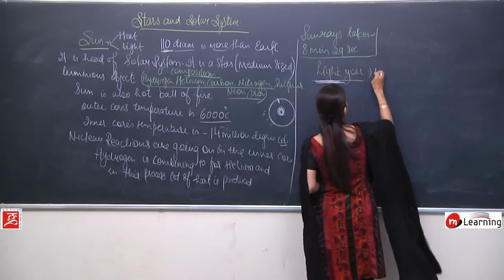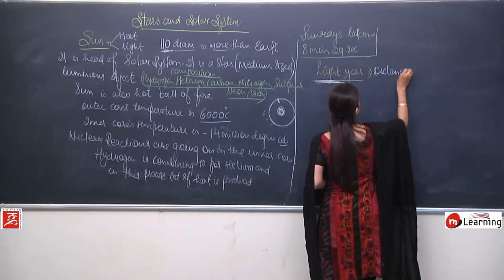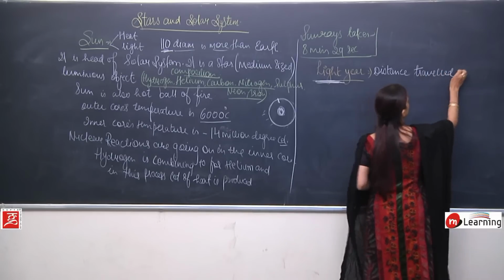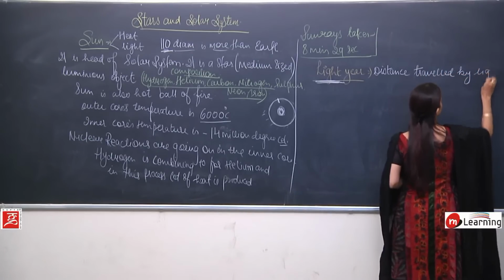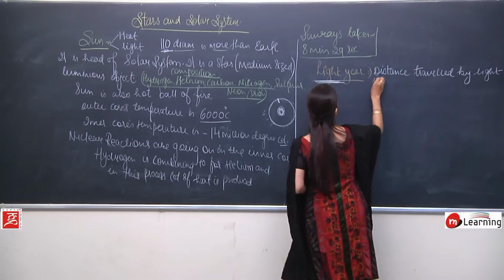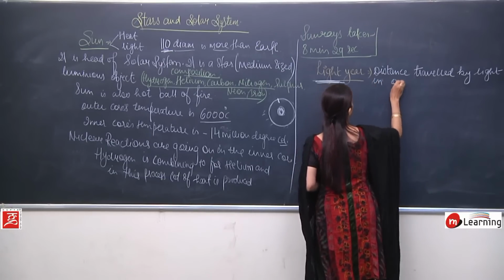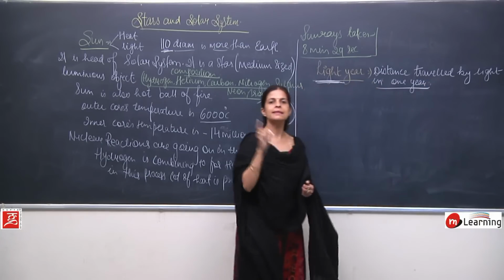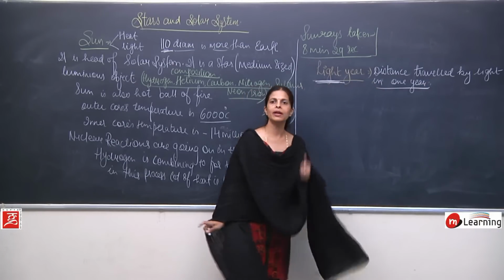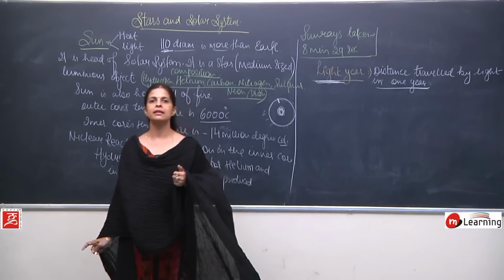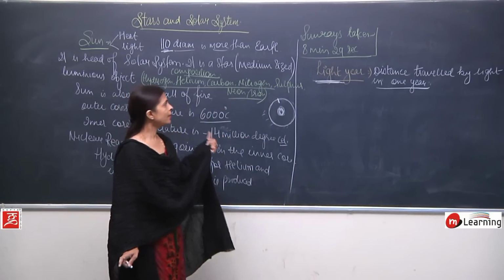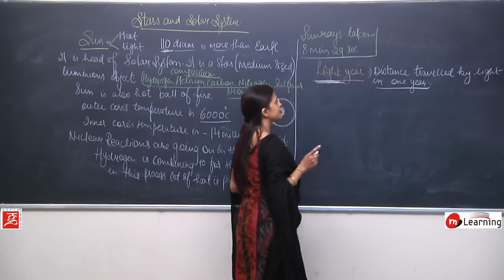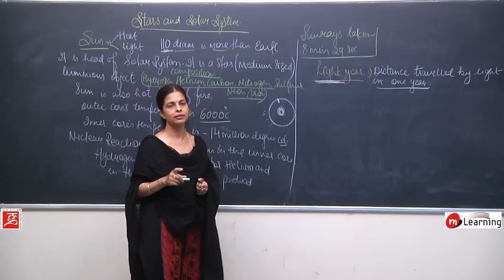So, distance travelled by light in 1 year. The distance travelled by light in 1 year is known as a light year. And we have discussed that sun rays take 8 minutes and 29 seconds to reach the surface of the Earth.